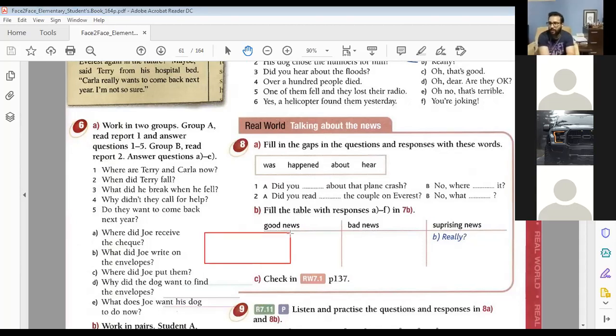I don't know. Okay, so an envelope is something we use to send letters. So we usually, before we send a letter, we put it in an envelope, right? And then we have like a stamp.